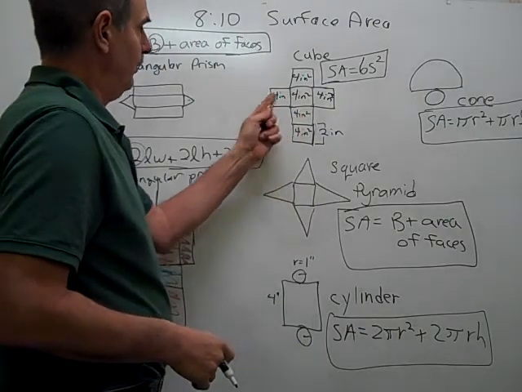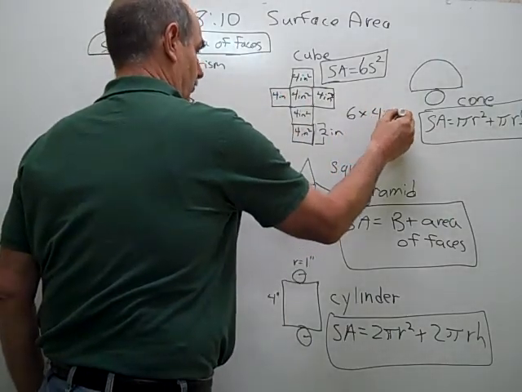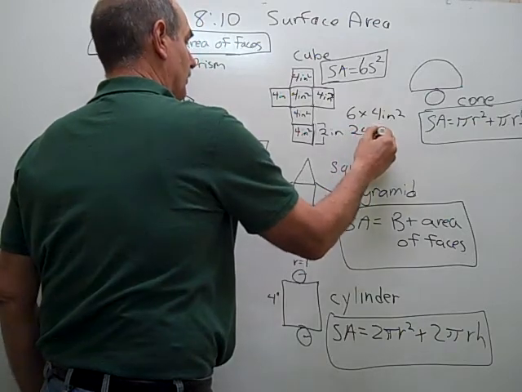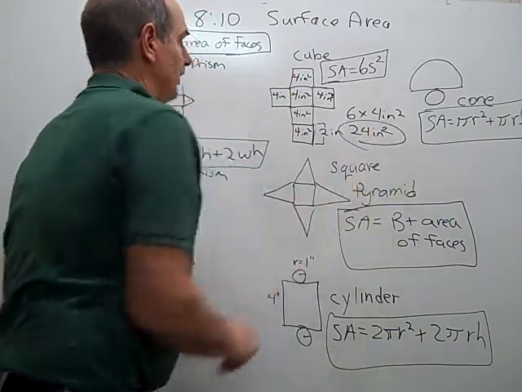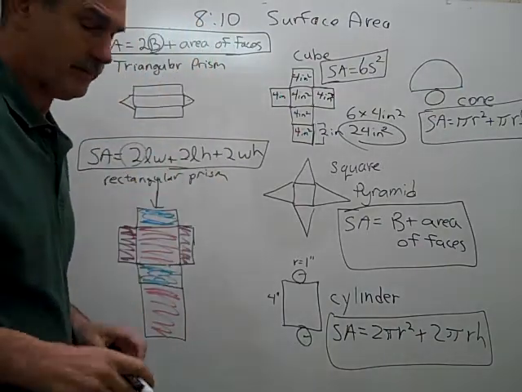And I can have 1, 2, 3, 4, 5, 6 times 4. 6 times 4 square inches. Don't lose track of the labels. That would mean that the surface area of the cube would be 24 square inches.